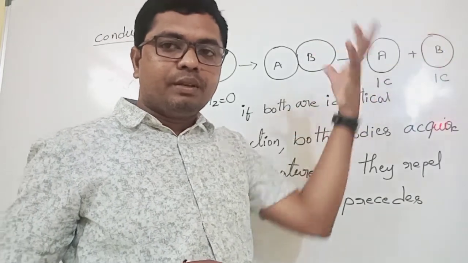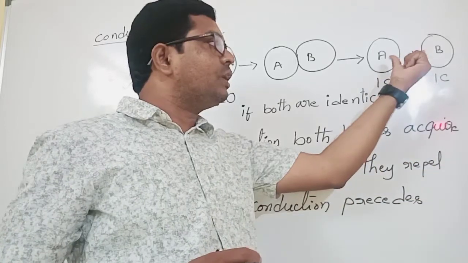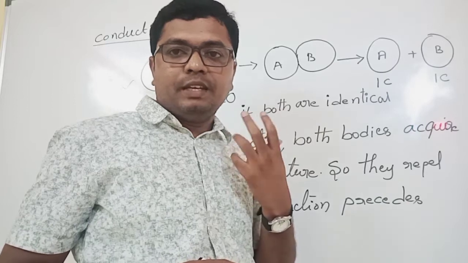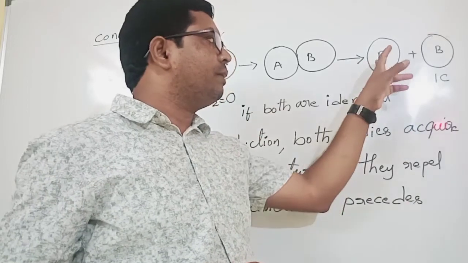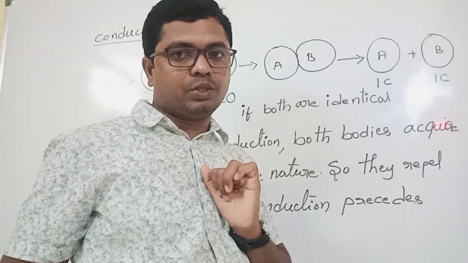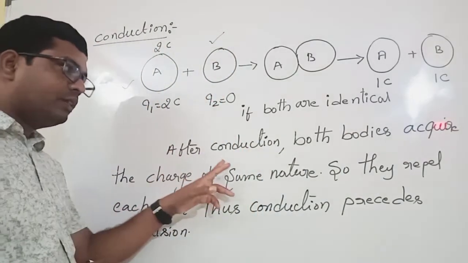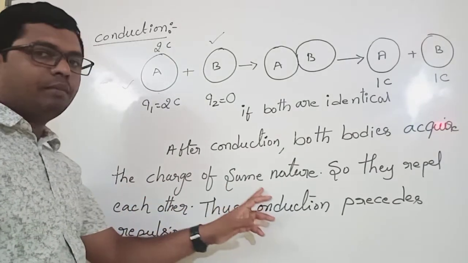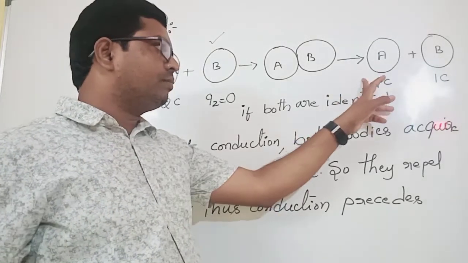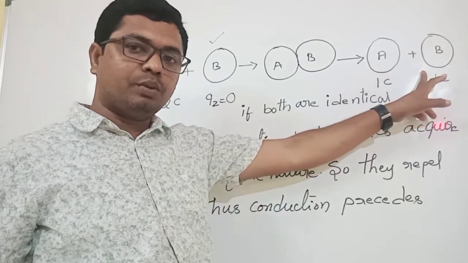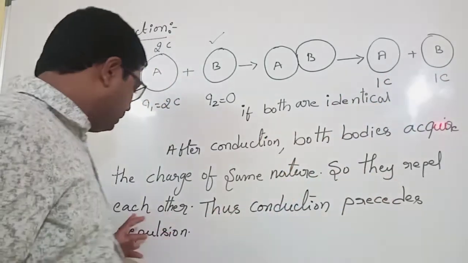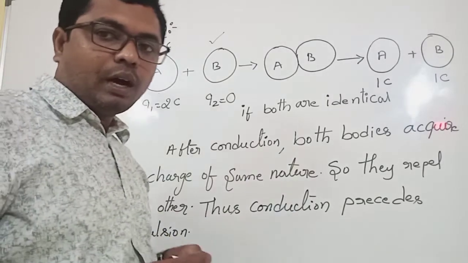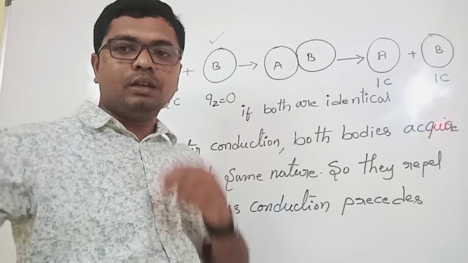As of our previous class, both are positive charges, so they repel each other. They repel because A becomes positive and B also becomes positive. That's why I have written here: after conduction, both bodies acquire charge of the same nature. That means A becomes positive 1 coulomb, B becomes positive 1 coulomb, so they repel each other. Thus conduction precedes repulsion. All the time, conduction precedes repulsion.